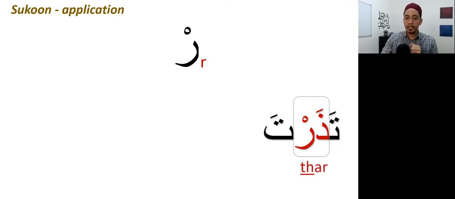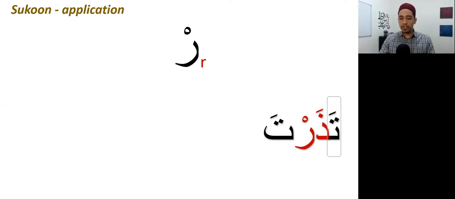So ta, dhar, ta. So you see, even though the concept of sukun here is in the middle of a word, it's not in the beginning, it's not at the end, you still read it with the letter before it as one syllable. So this word is made out of three parts, the ta, the dhar, and the ta. Ta dhar ta, ta dhar ta.